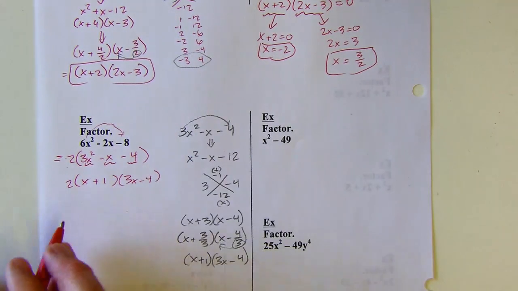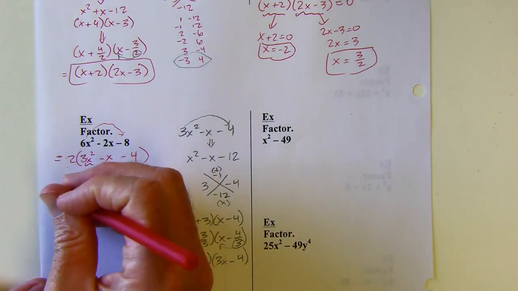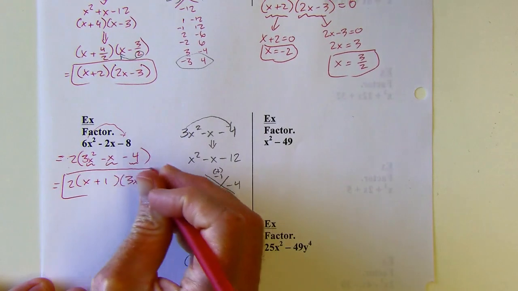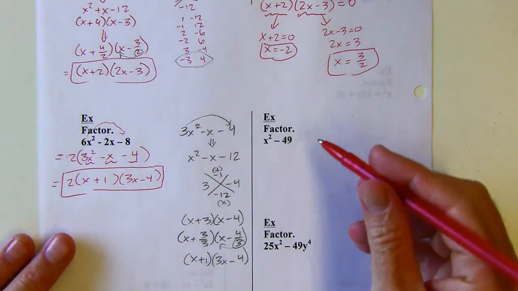Okay, but remember, we still had factored the 2 out at the beginning. A lot of times people will forget all about the 2, but it is still part of my factored solution there. Okay? All right, next up, this one's a little weird.